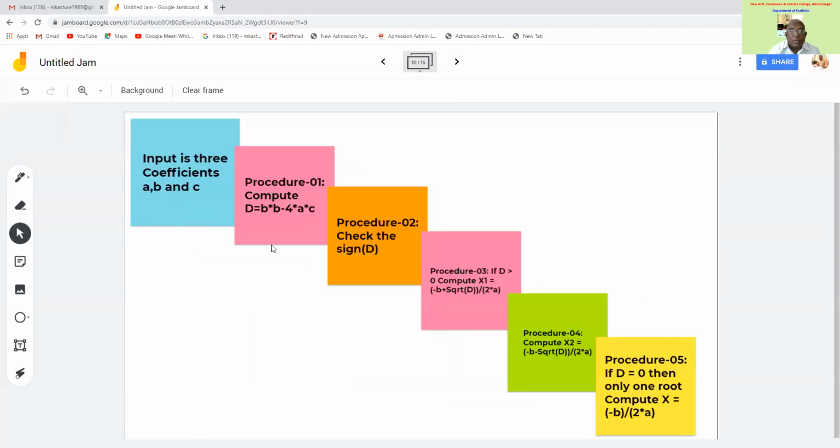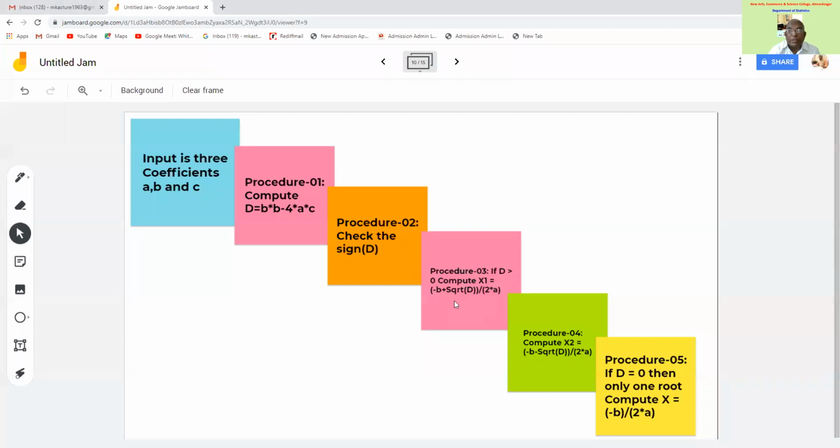So if you see, the procedure is what? We need to give the coefficients a, b, c. Coefficient a means coefficient of x square, b coefficient of x, c constant coefficient. So this is our input. We have to give the three coefficients. What is the procedure? Procedure is compute D, that is b square minus 4ac. Once we compute D, then next step is check the sign of D.